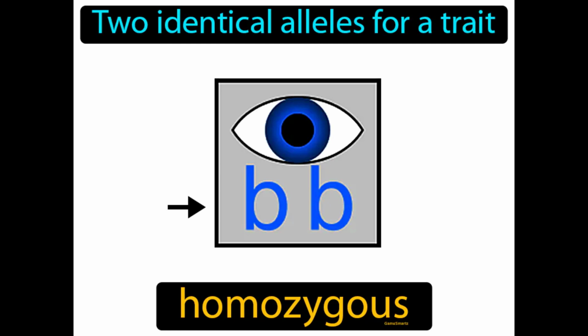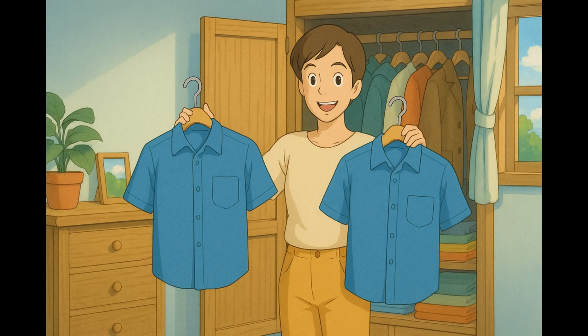Two identical alleles for a trait. Homozygous. When an organism has two of the same versions of a gene, it is called homozygous. Imagine you're trying to decide what to wear for the day and you find two identical blue shirts in your closet. This situation is similar to the concept of being homozygous, where an individual has two identical alleles for a specific trait. Just like having two of the same blue shirts provides a consistent choice in your wardrobe, having two identical alleles, homozygous, ensures a consistent expression of a trait in an organism.